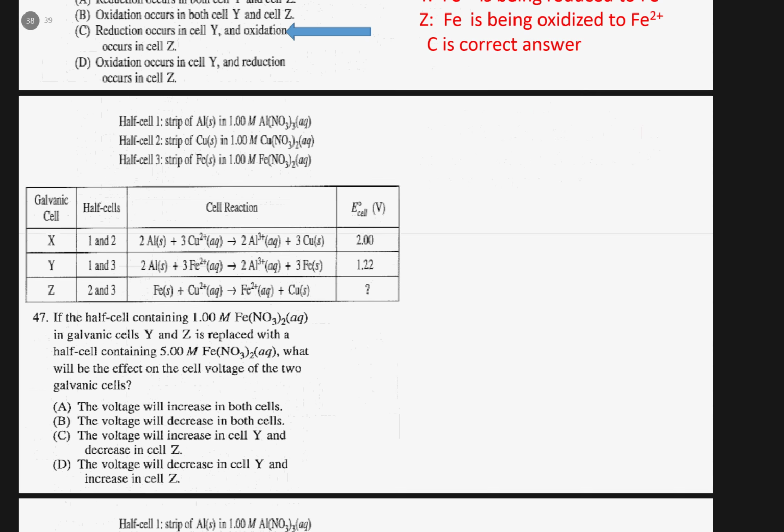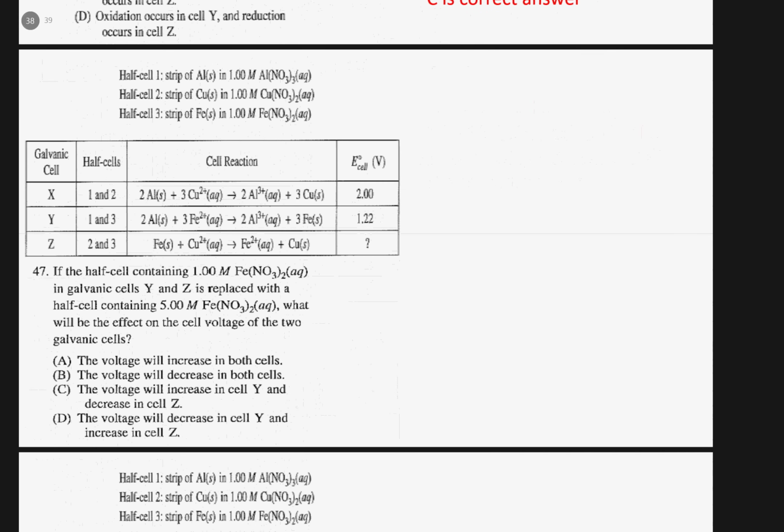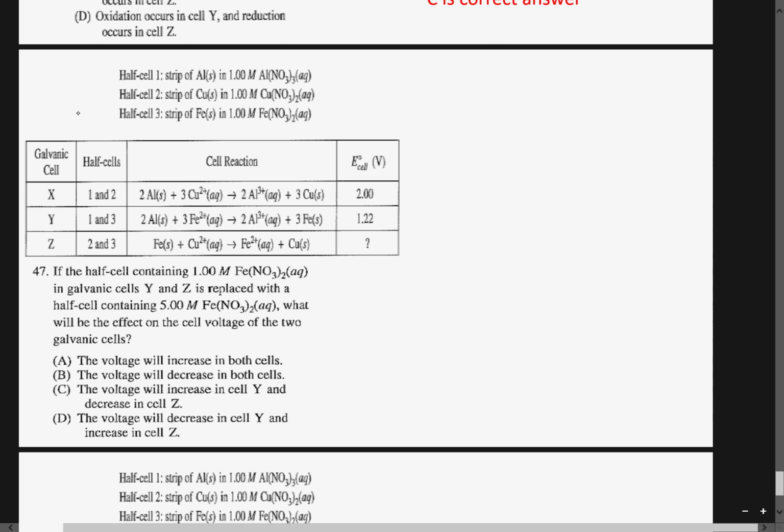What else we got here? It says in the half cell containing 1 mole per liter of iron nitrate in galvanic cells Y and Z is replaced with 5 molar. So we're upping the concentration of the iron 2 plus from a 1 molar solution to a 5 molar solution. And again, we're increasing the concentration. That depends if you're increasing the concentration of a reactant or increasing the concentration of a product.